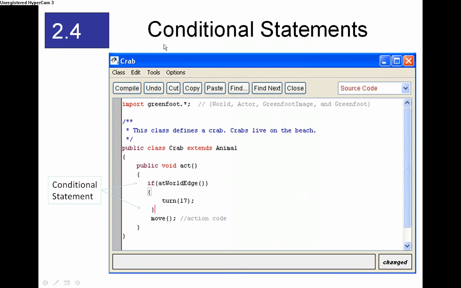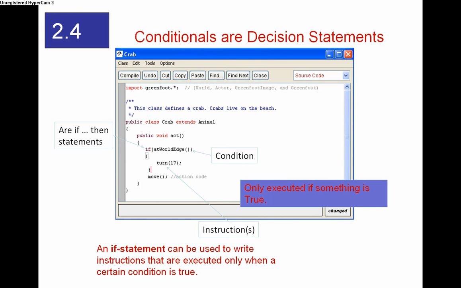Okay. Next thing is we'll learn about conditional statements. This is where we actually get some powerful control over what happens in a programming language. And you're going to write this code right here. So in the act method, you're going to write: if you're at the world edge, turn 17. And then move. And so this is a conditional statement. It's like an if-then statement in Visual Basic, if you're familiar with Visual Basic. Okay. Now write this down. Conditional statements are decision statements.